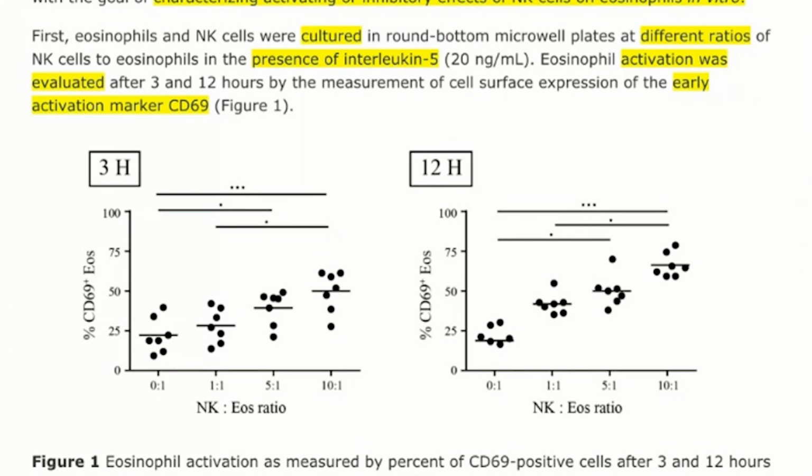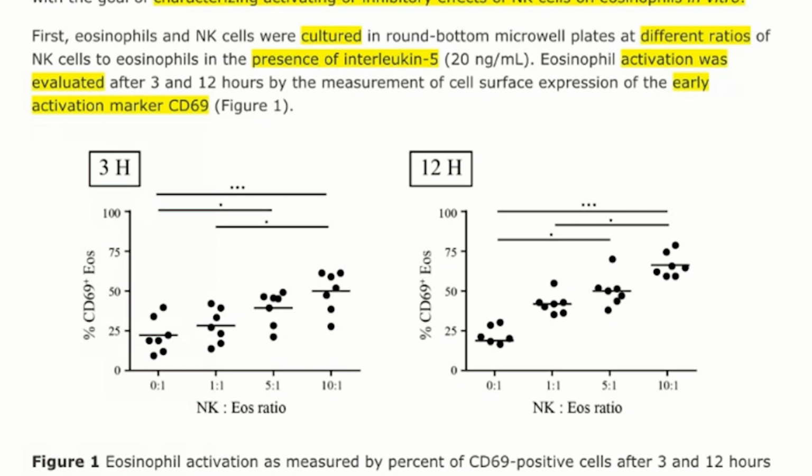And then I have my figures, and I see the 3-hour and the 12-hour mark. And then I see that my x-axis is always the different ratios. So that's what they told me in the passage. I was going to see these different ratios, how much NK versus how much eosinophil. And I see that the NK is just increasing. So I'm going from 0 to 1 to 5 to 10. And then I also see the percentage of the CD69 expression in the eosinophils.